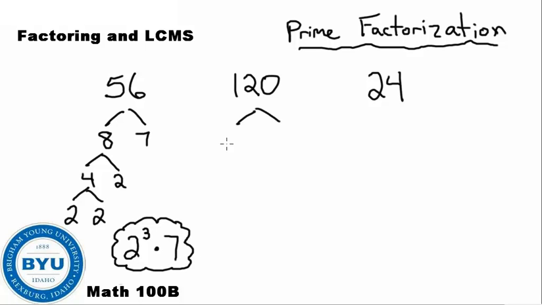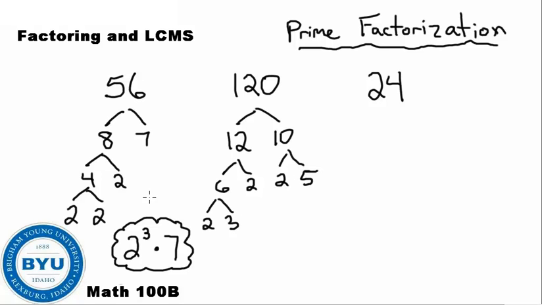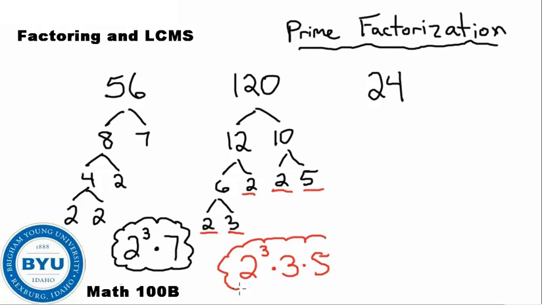Let's try 120. 120 is 12 and 10. 12 is 6 and 2. 6 is 2 and 3. 10 is 2 and 5. I'm going to go ahead and underline these primes here so that I don't double count them. I've got 3 2's, so I would write 2 cubed times, I've got a 3, times, I've got a 5. This would be the unique code, the prime factorization, for the number 120.